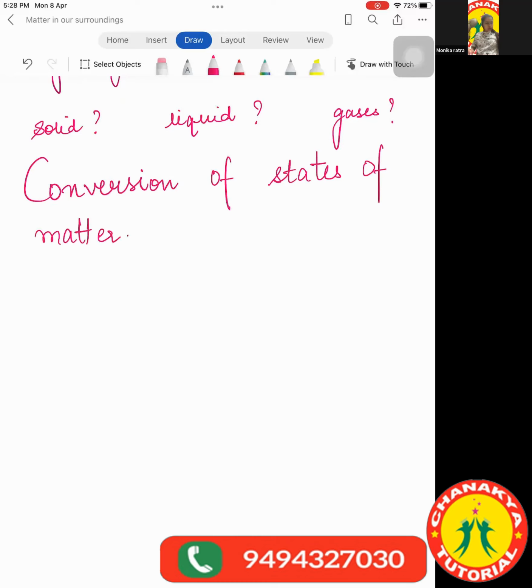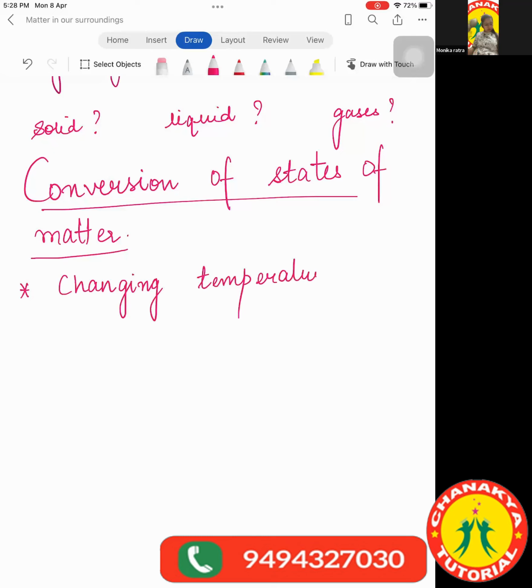So children, first and foremost thing, I'll just draw a small flow chart in which I will mention all the processes which are related to the conversion of solid to liquid, liquid to gas, gas to solid, and all of them. Fine. Before that, I will tell you two important things, that this conversion of state of matter is possible by two ways. By changing temperature, or by changing pressure. Fine. So we are going to discuss both of them one by one.